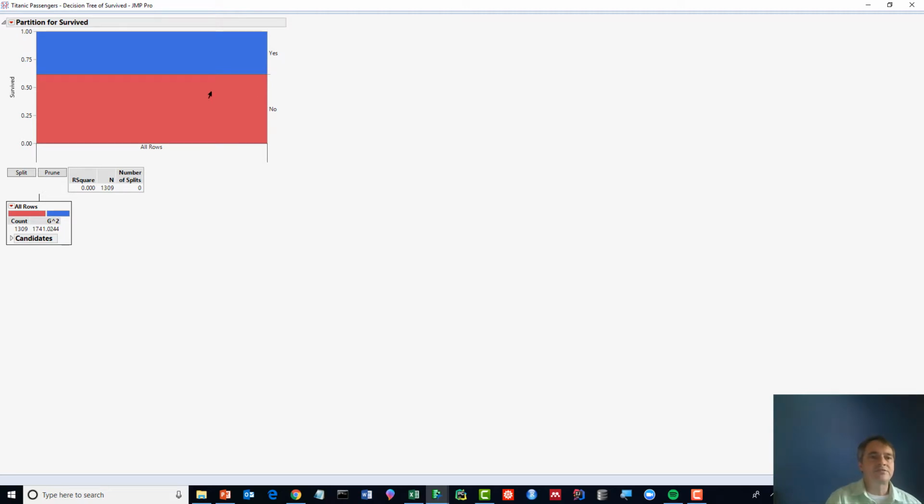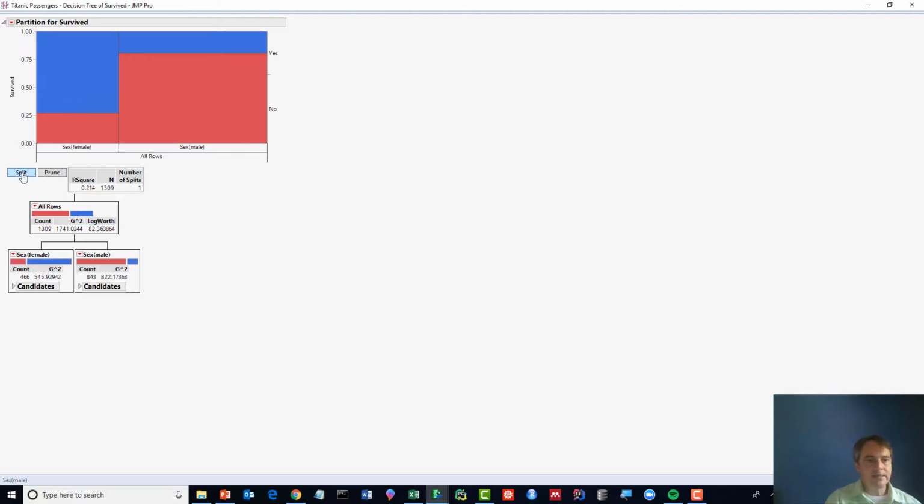Okay, so here we see something slightly different about this data. Most of the people did not survive, so we have a lot more red here than blue. So we see in the initial node, we've got 1,309 rows, mostly red, some blue. Let's go ahead and split. And it looks like splitting on the variable of sex gives us the most information gain here. So if they are female, so there were 466, most of those survived. Most of those are yeses, and most of the males did not survive. So most of those are no.